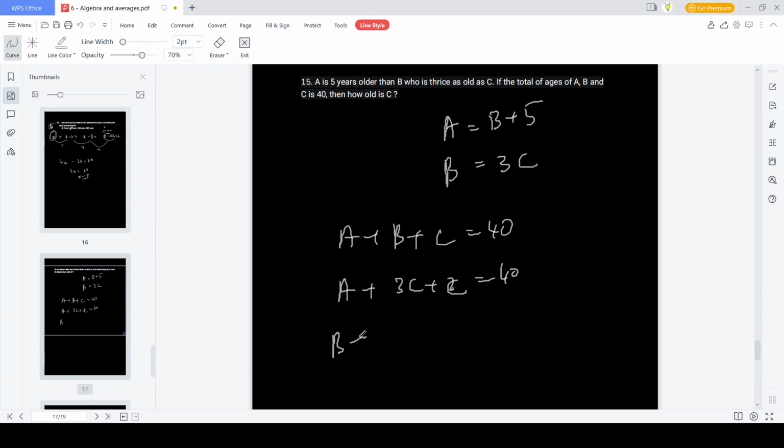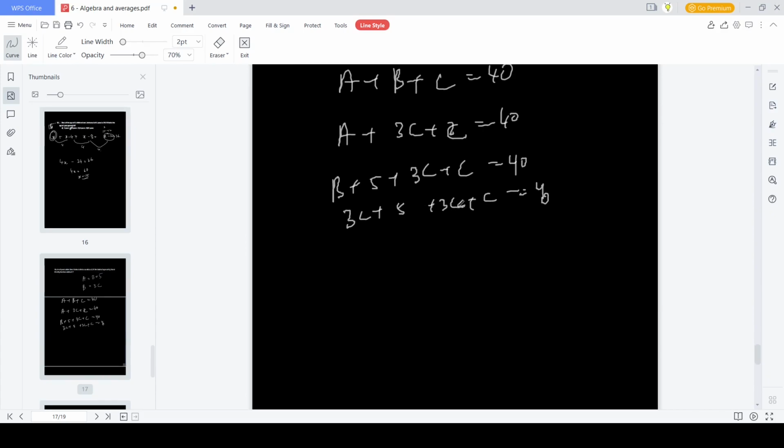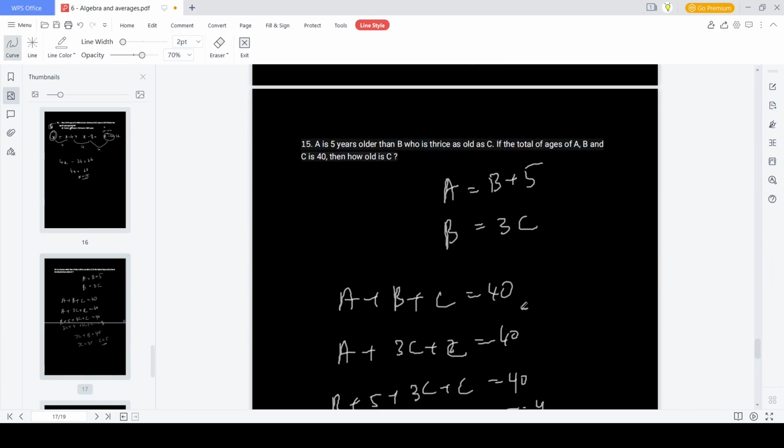Again, A is B plus 5. So B plus 5 plus 3C plus C is equal to 40. Now B is nothing but 3C. 3C plus 5 plus 3C plus C is equal to 40. How many C's came? 1, 3, 6, 7. 7C plus 5 is equal to 40. So 7C is equal to 35. C is equal to 5. What are they asking? How old is C? 5 years old.